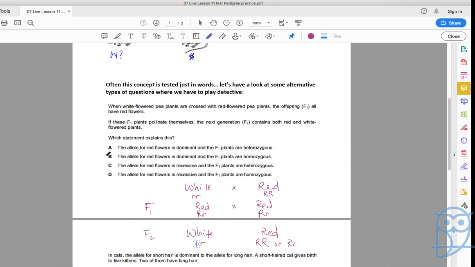So the allele for red flowers is dominant. We like that one. And we like it there as well. We don't like the recessive. And then the F1 plants, we've said they are all heterozygous. So there we go. They are not homozygous. And our answer is A.